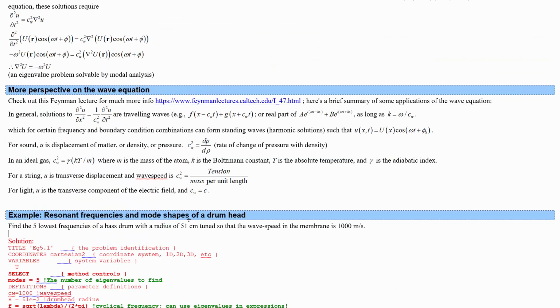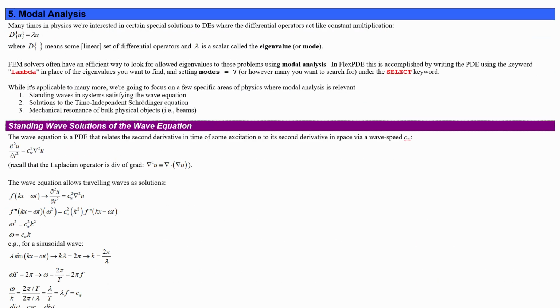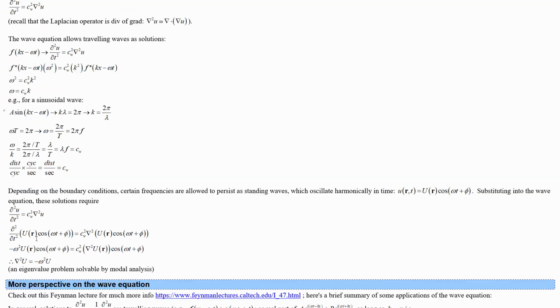So to do this, we're going to be incorporating this eigenvalue problem, and rather than omega squared, you're going to want to put lambda, because that's the eigenvalue of this differential equation. Then build in a number of modes with modal analysis in FlexPDE by specifying some number of modes under the select keyword and using lambda in place of the eigenvalue in your differential equation.